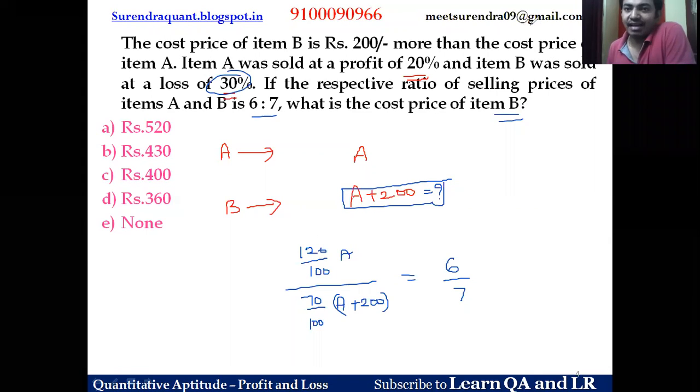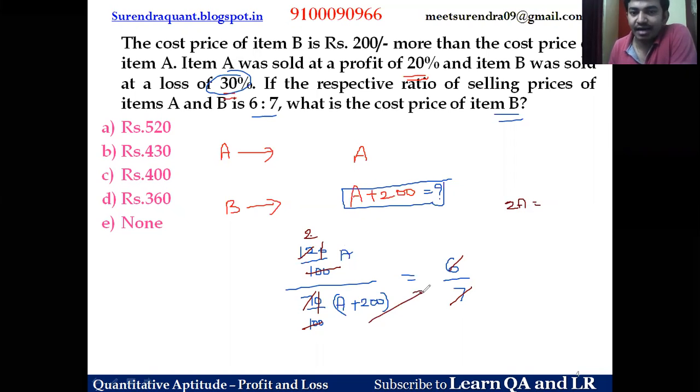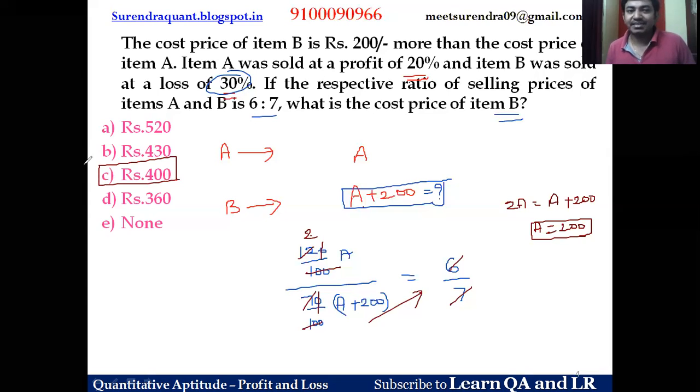Now for the calculation, see this carefully. So 100 cancel, 0 cancel, 7 cancel, 6 goes 2 times here, right? So finally 2A equal to, if this comes to the right side, A plus 200. So 2A equals A plus 200. What is A? 200. That means the price of article A is 200. What about B? A plus 200, 200 plus 200, 400 is the price of article B, and that is option C. Simple. Next question.